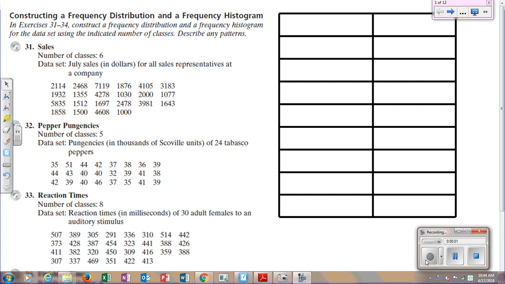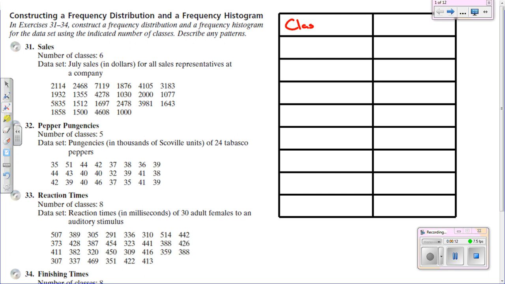All right, let's finish going over this ridiculously long homework assignment. Okay, 31. Number of classes, 6. So we're going to have our classes, and then on the right-hand side is the frequency. Okay, so we have these classes.